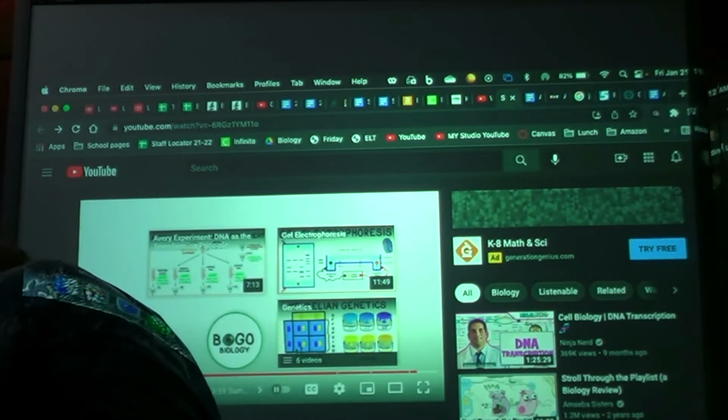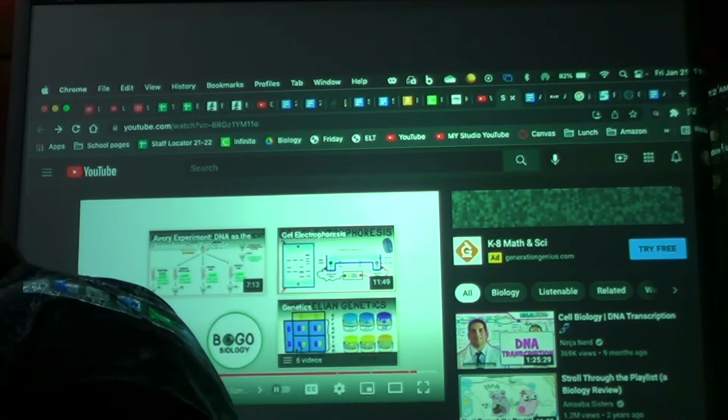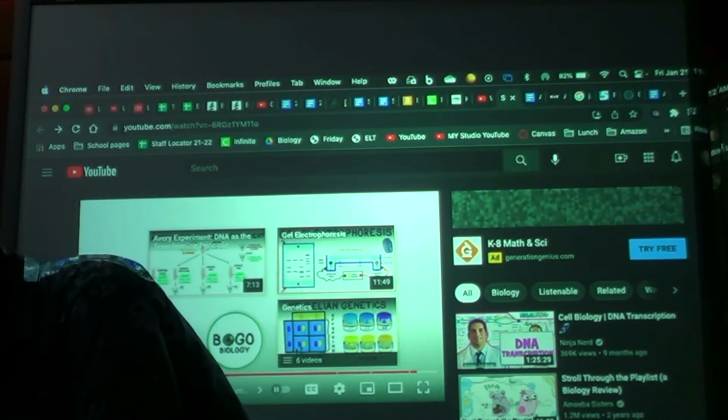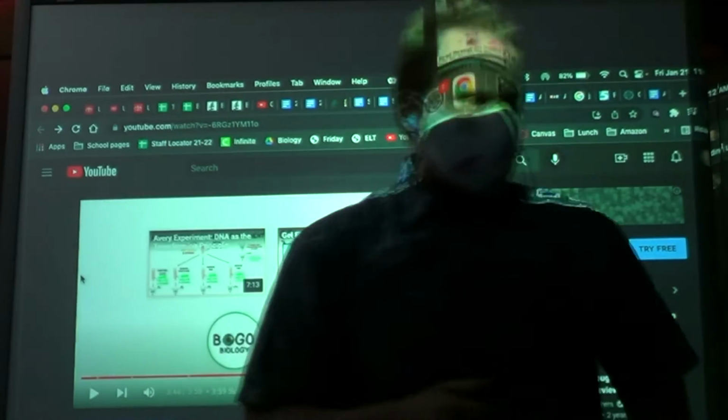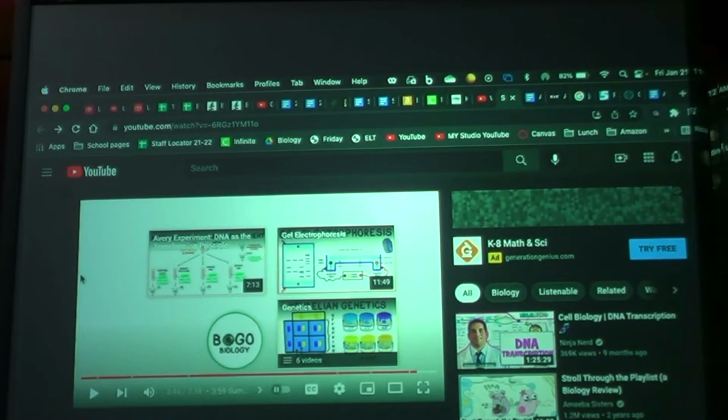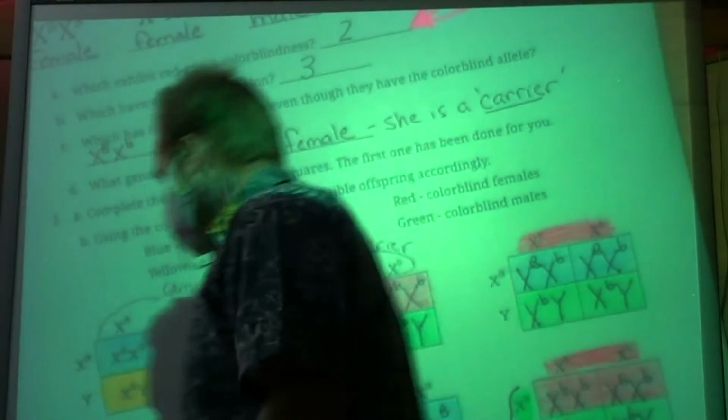So let's take a look at the sheet from yesterday. We did the colorblind part. We're not going to look at colorblindness. We're going to jump right to the hemophilia side. So it is this worksheet. This is the side we did yesterday on colorblindness. We're flipping it over. We're going to do the hemophilia side.